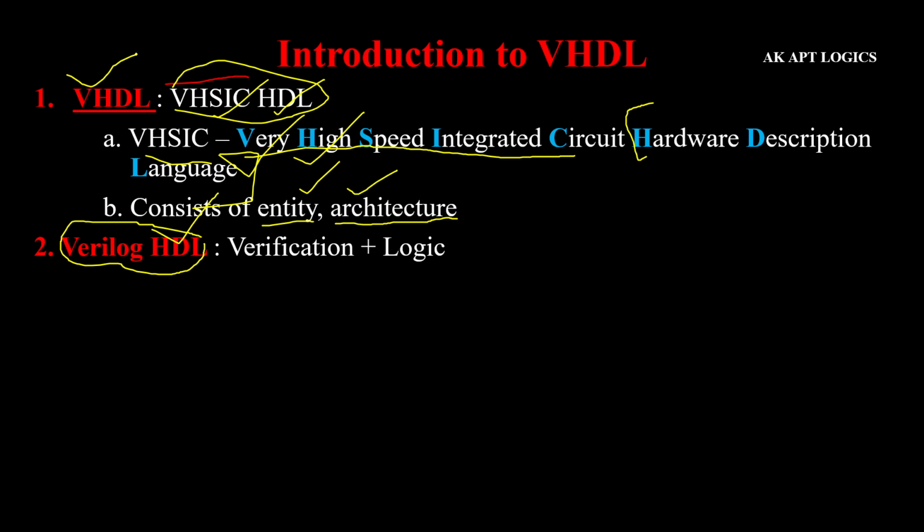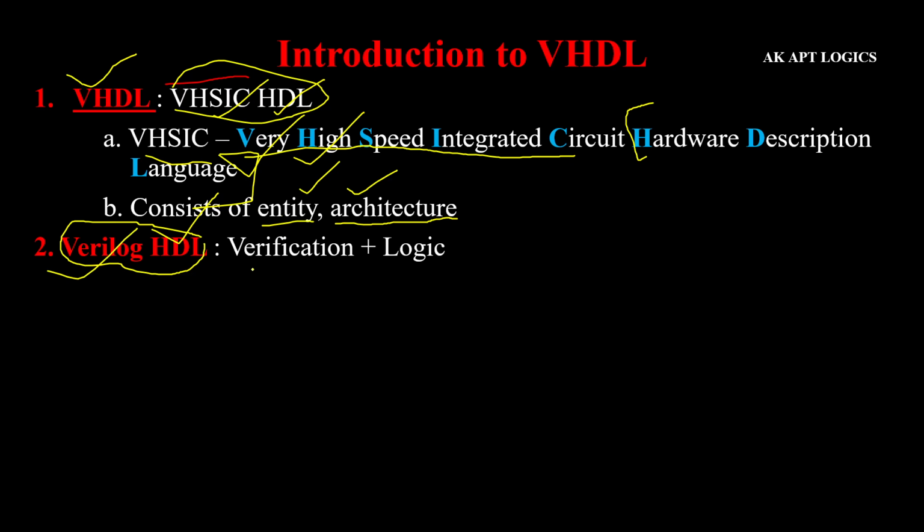The syntax of Verilog is similar to C, whereas the syntax of VHDL is similar to Ada, Pascal, those languages. Those languages restrict learning VHDL. But if you know C language, then you will be able to learn Verilog HDL very quickly.